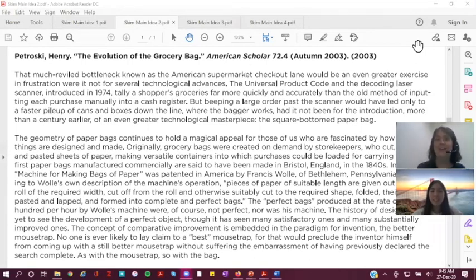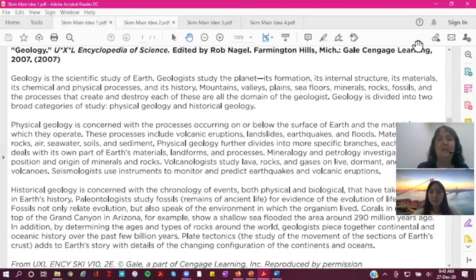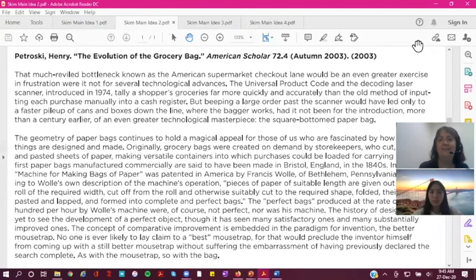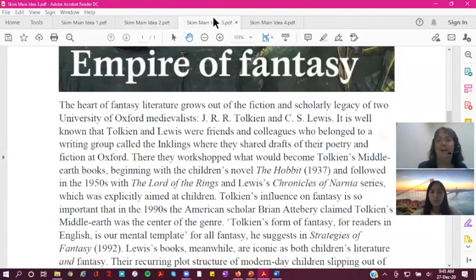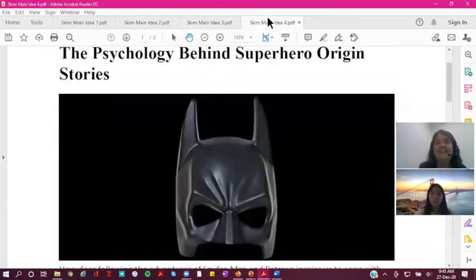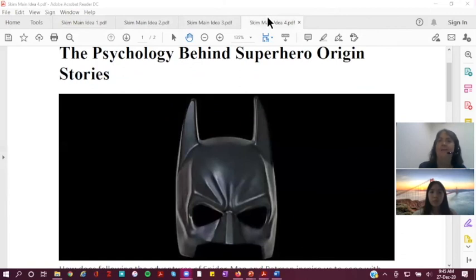Olivia, that has been great. And let me show you the optional activities for homework. There is one article about the grocery bag. We have another one about fantasy stories, The Hobbit and Chronicles of Narnia. And there is Batman. So I'd like you to try this strategy of using the main idea and conclusion sentences to get the main idea as fast as possible. Okay. Excellent.